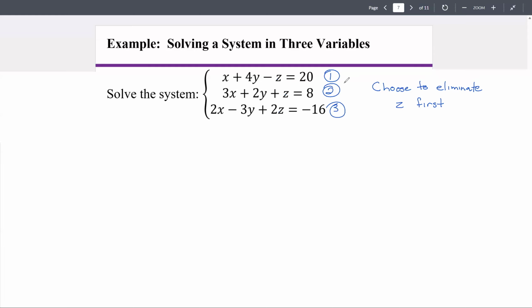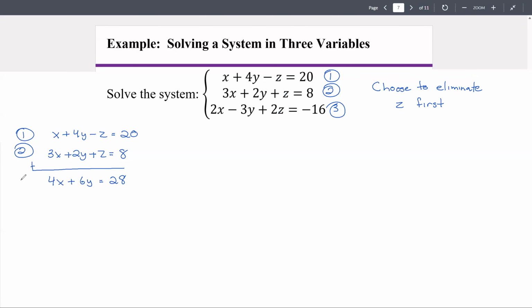So what you're going to do is pick a combination of two equations. So I'm going to do 1 and 2. So x plus 4y minus z equals 20. And then I have 3x plus 2y plus z equals 8. Now, if I add those together, I'm going to eliminate z instantly, and I'm going to be left with 4x plus 6y equals 28.